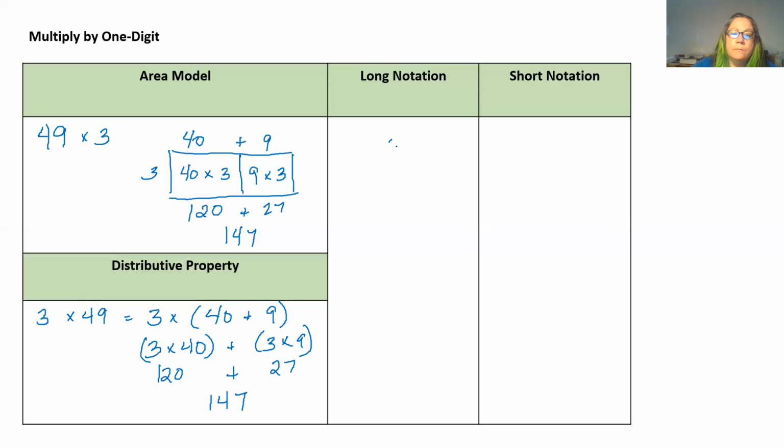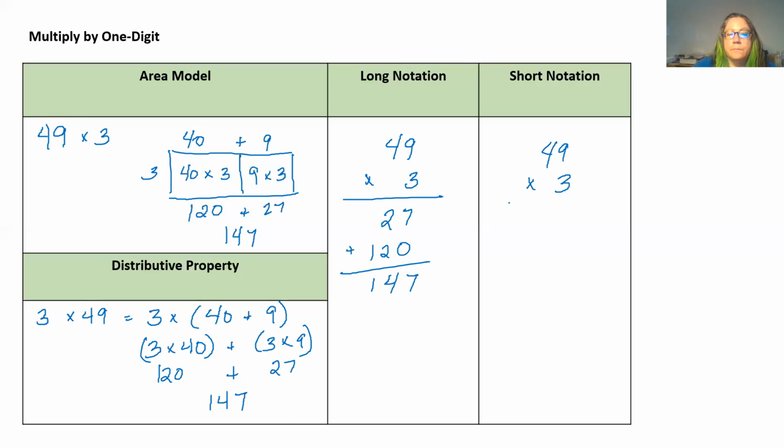For long notation, stack your numbers. 3 times 9 is 27. 3 times 40 is 120. Add them up, 147. Short notation. 3 times 9, 27. 3 times 4 in the tens place is 12 in the tens place, plus 2 in the tens place is 14 in the tens place. Altogether, we get 147.